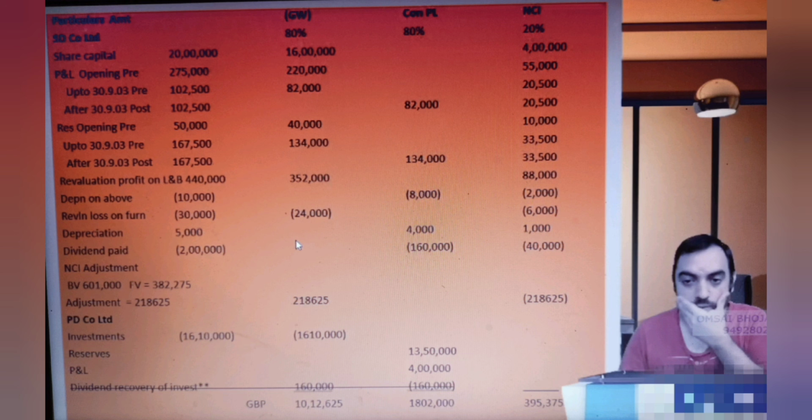And easy technique I told you, whatever happens with revaluation, depreciation is opposite. Revaluation is pre, depreciation is post. Revaluation is plus, depreciation is minus. Revaluation is minus, depreciation is plus. Very good.